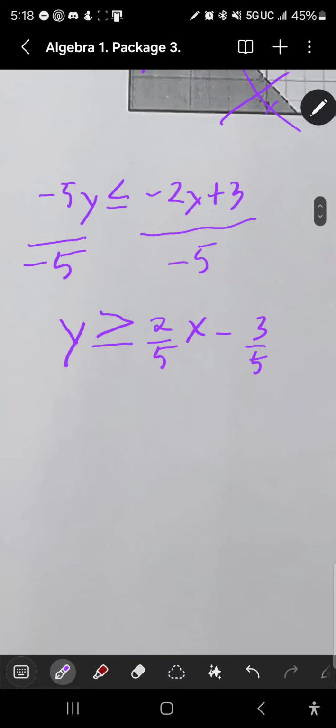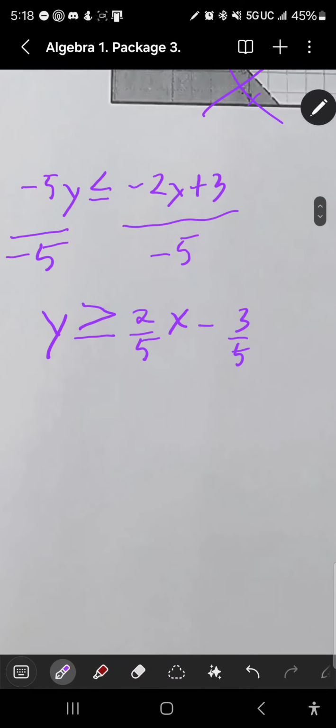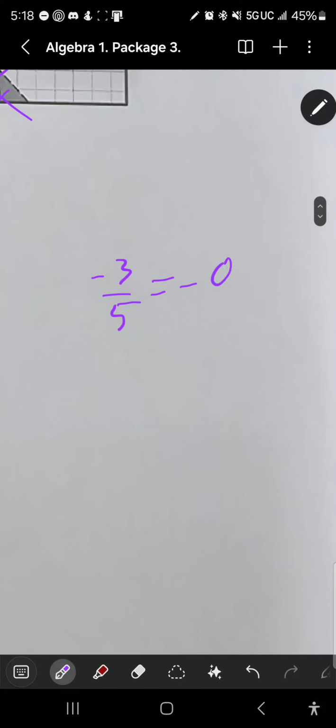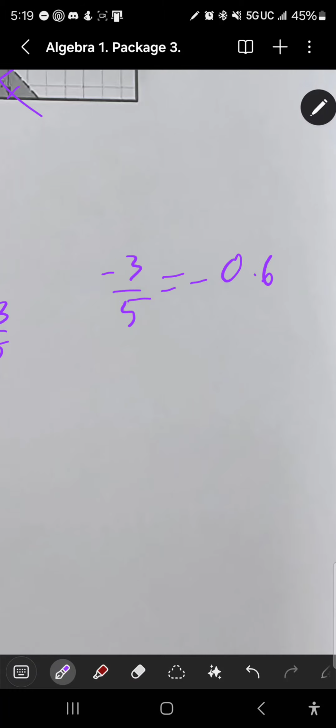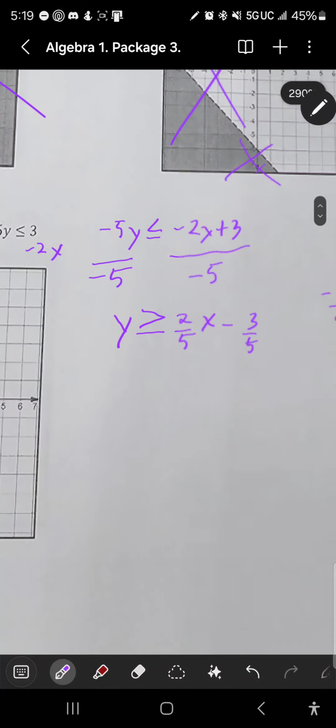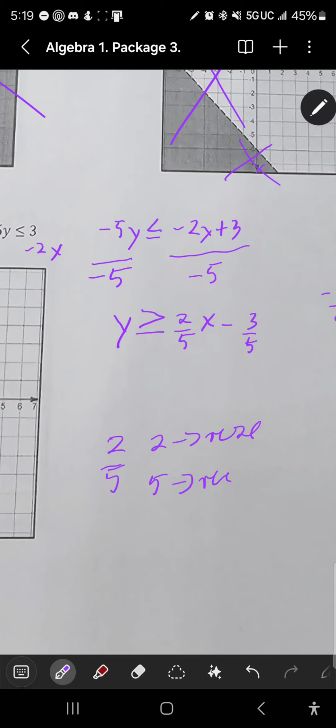So now, what I would do is, in this case, I want the y-intercept, 3 over 5 equal negative 0.6, so I can put it better in the graph. So I know that our y-intercept is about here. And also, I know that our slope is 2 over 5, so to rise 5 run, since it is rise over run, and it is positive.